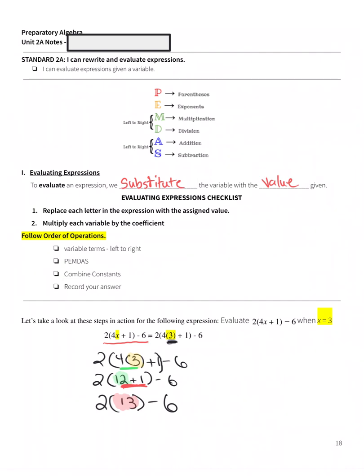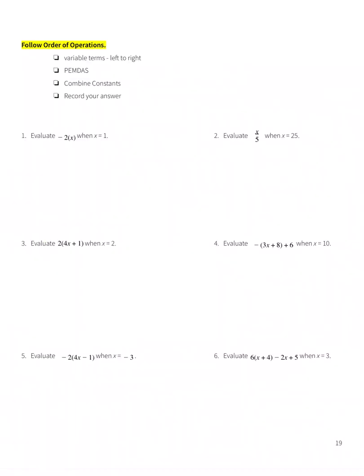2 times 13 is equal to 26. So we have 26 minus 6. And I'm going to highlight that blue so you can see what was just done. And now my last step is 26 minus 6. And 26 minus 6 is equal to 20. So in this expression, 2 times 4x plus 1 minus 6, when x is equal to 3, the value is 20. Okay, I'm going to do some more.